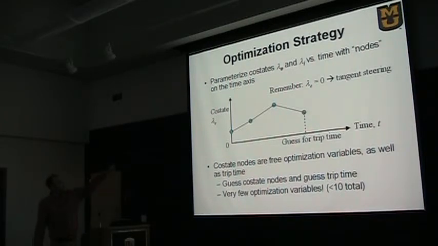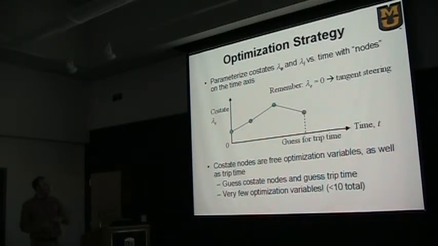And now, when I guess those nodes, I'm able to get a history for those lambdas. And if I remember that, if this is lambda E, if lambda E is 0, that means tangent steering. I can always start my first guess with tangent steering. Then I'm going to get that picture that I showed. So it's going to spiral out, but it may not hit the right target, and it may not do it optimally.